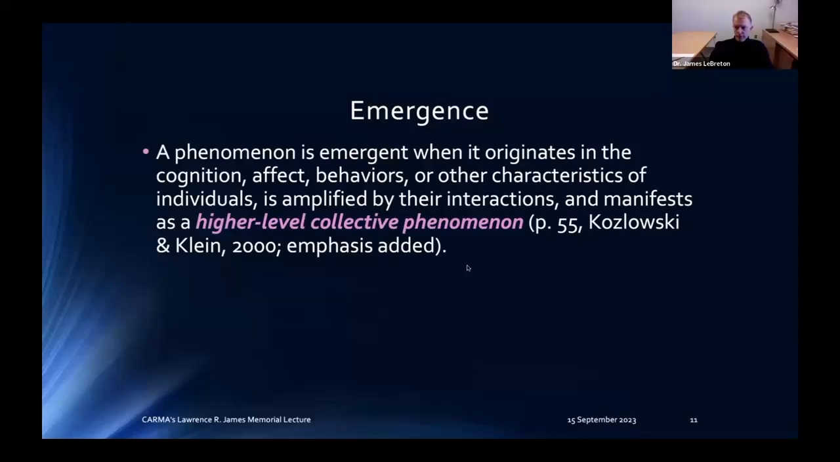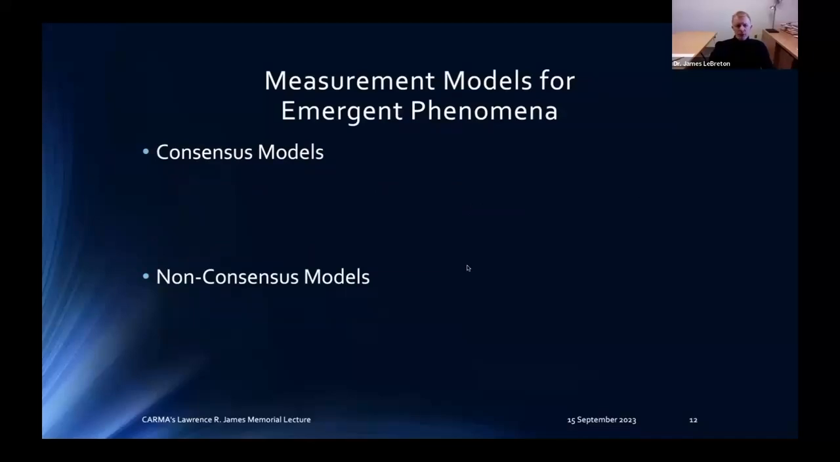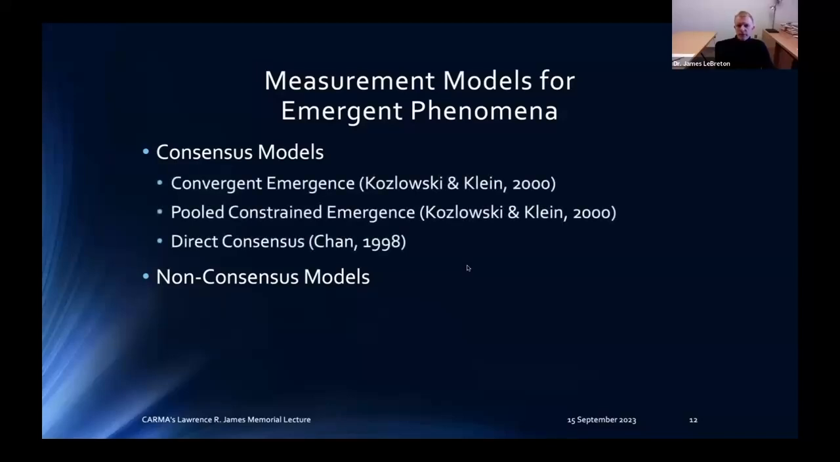Now, not all emergent phenomena require that sense of sharedness, but many do. We can distinguish those kinds of emergent phenomena. There's those that have this sense of sharedness or this consensus within or between the lower level units, in this case, the individuals that comprise the team, versus emergent models where there is no assumption that the team members are consensed in their experiences or their perceptions. And there's different ways to describe these consensus models.